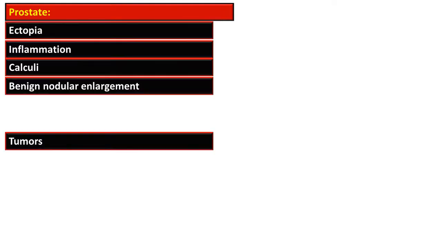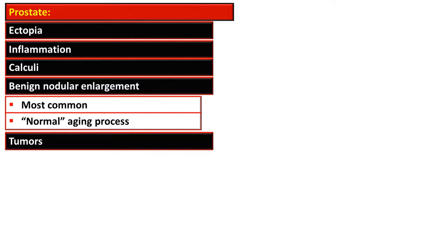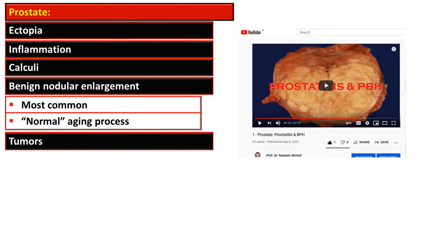The common pathologies in this organ are ectopia, inflammation, calculi, benign nodular enlargement or benign prostatic hyperplasia, and tumors. Benign prostatic hyperplasia is the most common among these, and it is so common that it is considered a normal aging process. This benign prostatic hyperplasia has been described in the video on prostatitis with BPH, and today we are concerned about the tumors of the prostate.